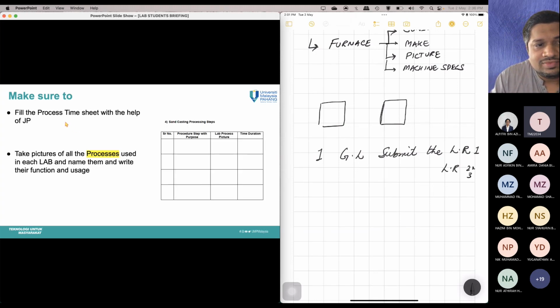Next is the process time sheet. Take a picture of the process and note how much time it takes to complete that process. Please mention that.